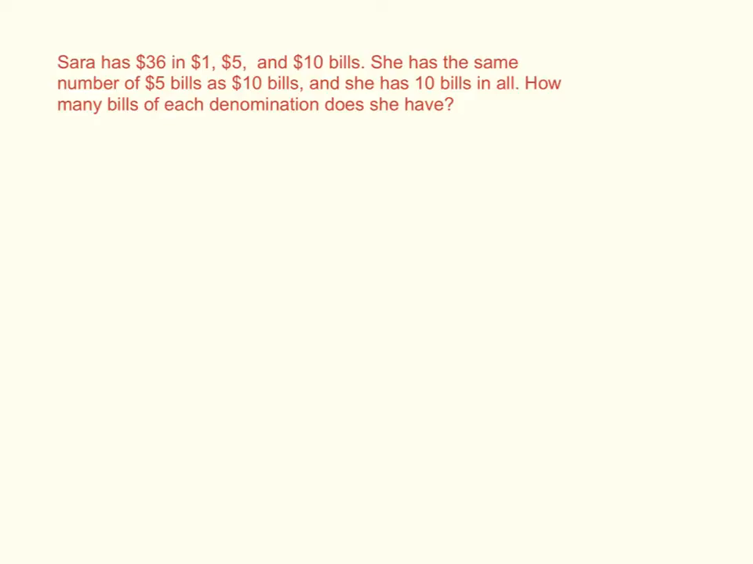So the question says Sarah has $36 in $1, $5, and $10 bills. She has the same number of $5 bills as $10 bills, and she has 10 bills in all. How many bills of each denomination does she have? So let's take this piece by piece. The first sentence tells me that she's got $36 in $1, $5, and $10 bills. So let's name the $1 bills x, $5 bills y, and $10 bills z. So then we've got x amount of $1 bills plus 5 times y, $5 bills, plus 10 times z has to be equal to $36 in total, right?